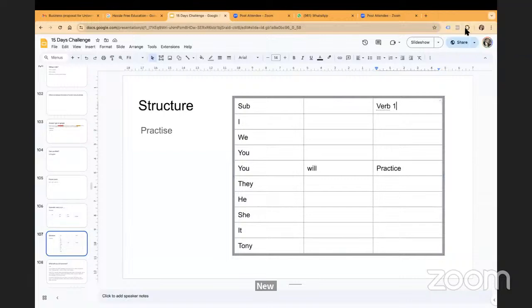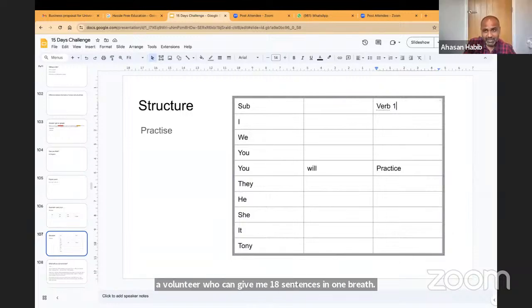I will practice, you will practice, they will practice, he will practice, it will practice, Tony will practice. I will practice, we will practice, you will practice, they will practice, he will practice, it will practice, Tony will practice. Excellent. Please type in the chat box. Thanks, Shumi.